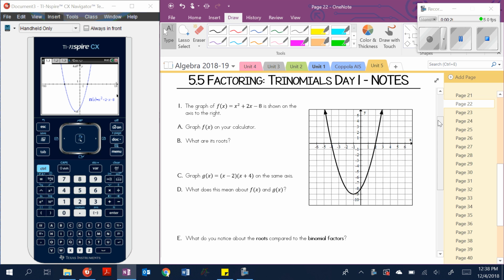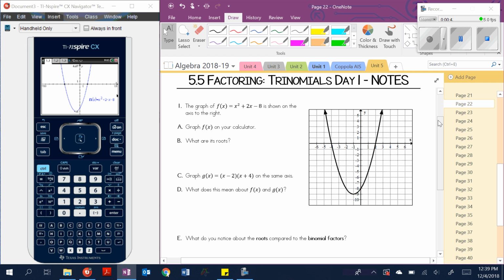All right, number 1, the graph of f of x equals x squared plus 2x minus 8 is shown right in front of you. I already graphed it on my calculator. Disclaimer, if you don't have your calculator, please use desmos.com right now. Otherwise, it's just not going to be as fun. So you should totally have fun with me by graphing. All right, here we are.